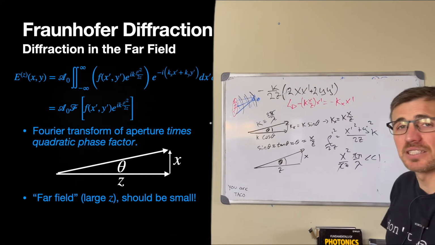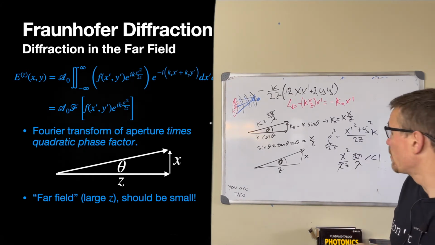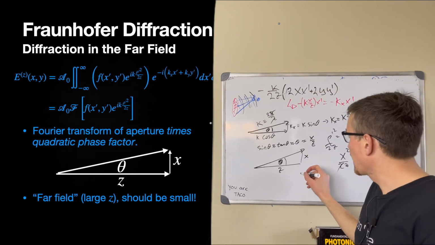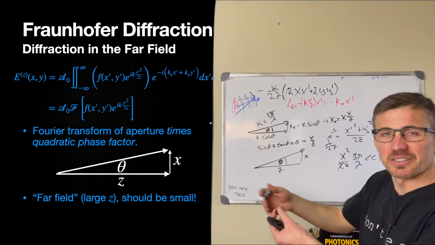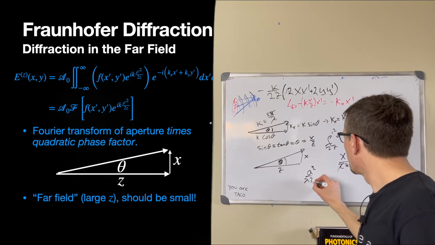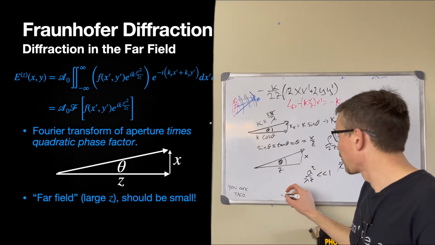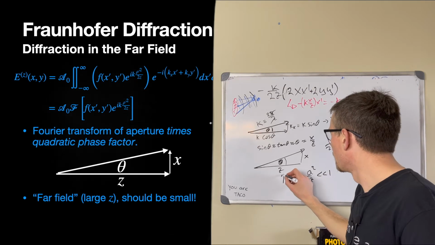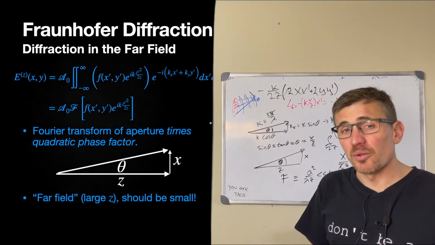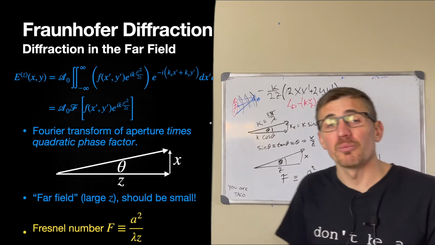Now, if x is small compared to z, then x squared is very small. But k is big, so we have to be a bit careful. So let's just write down formally what that condition would be. Normally, x is called a, the distance, because it doesn't matter if it's x or y. So that means that a squared over lambda z should be much less than 1. And there's a fancy $10 word for that. It's called the Fresnel number. We want a very, very small Fresnel number. And as long as that's small, then we can neglect that quadratic term in our integral.